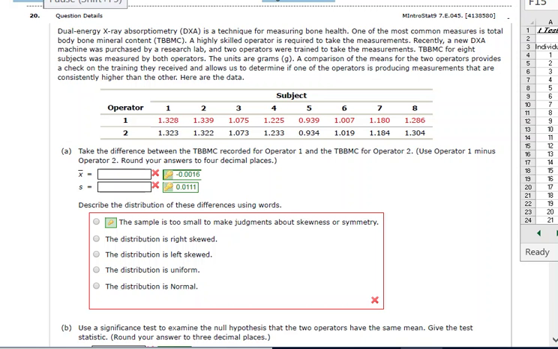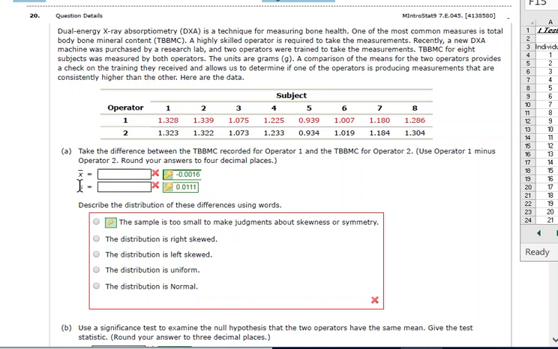In this particular video, I'd like to take a look at problem 20 and how it relates to the T2 dependent means on the template. So you've got data here, and there's two samples, two operators, but each operator is measuring the same subject. So one measures the one subject and the second one measures the other subject. Because the subjects are used by both operators, this is a paired sample.